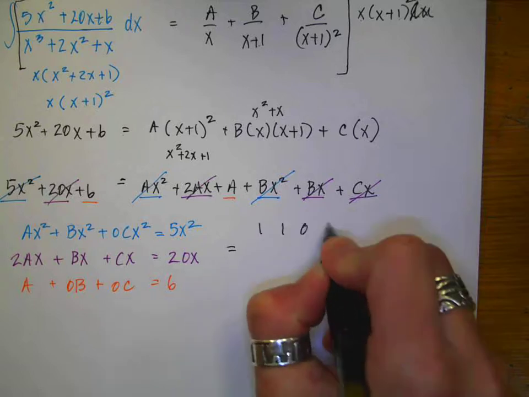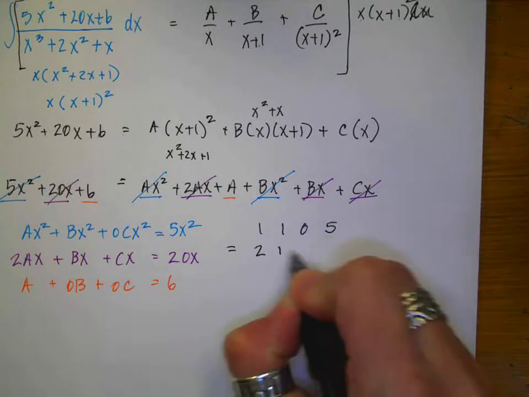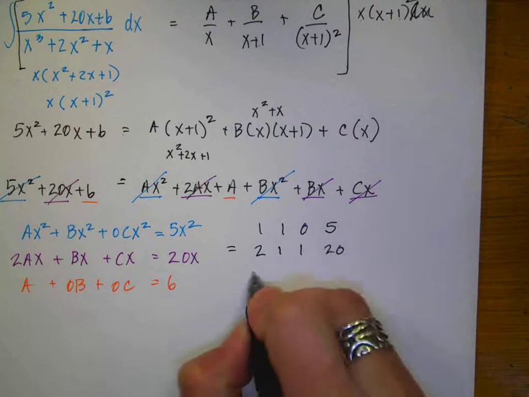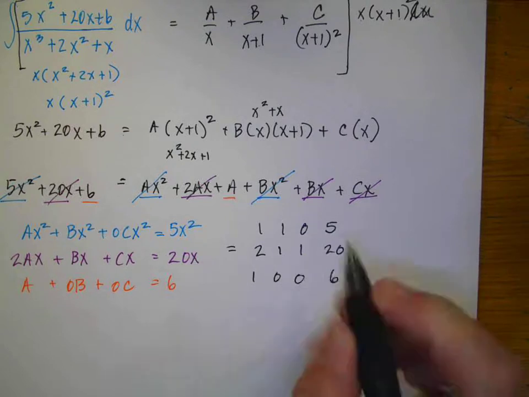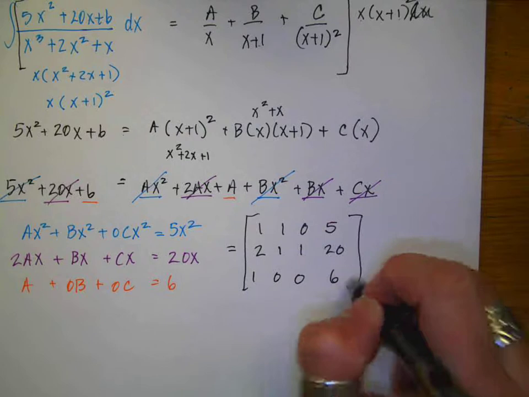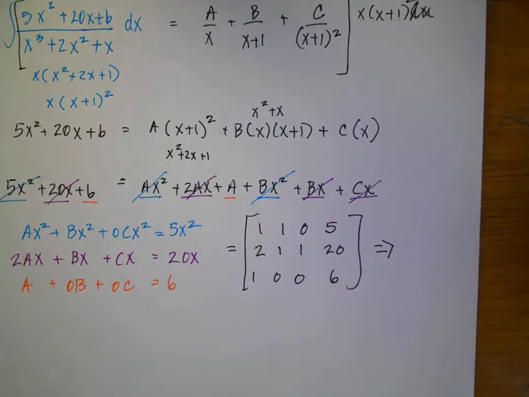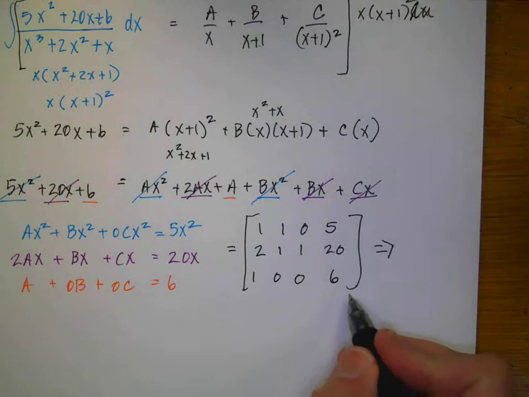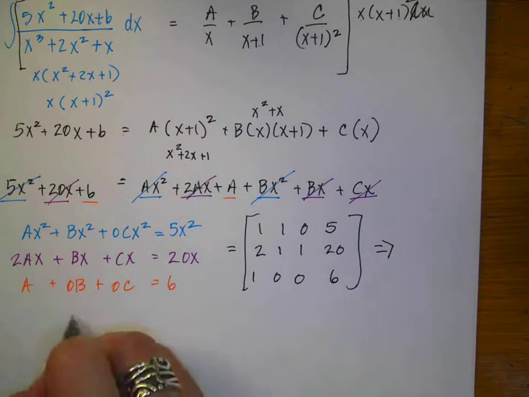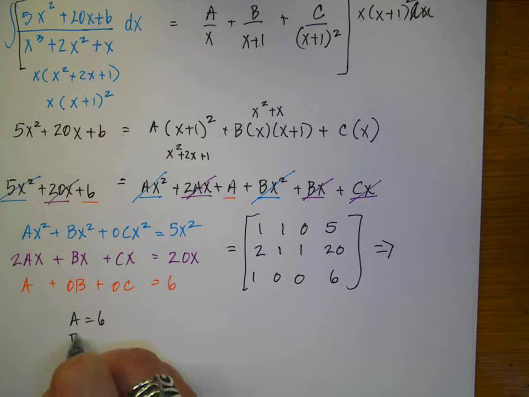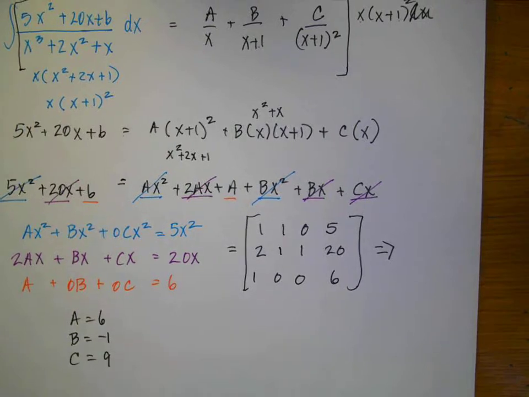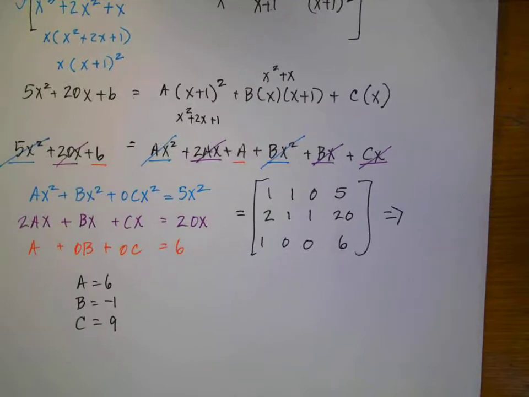So now I'm going to write my augmented matrix. I have 1, 1, 0, 5, 2, 1, 1, 20, 1, 0, 0, 6. I'm going to put that in my calculator, and when I do all of that math, and I'm assuming that you can do this because you're brilliant, I'm going to write A is equal to 6, B is equal to negative 1, and C is equal to 9.